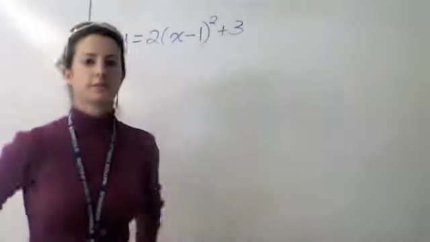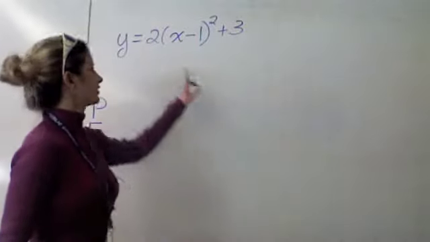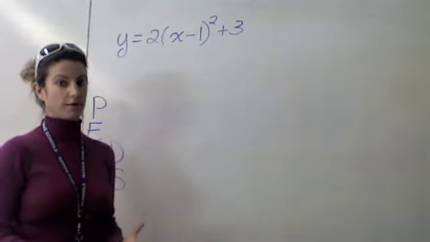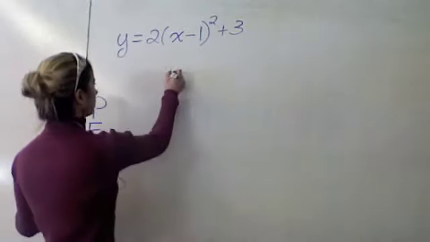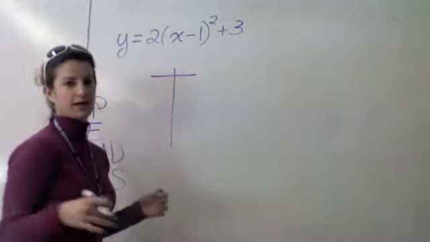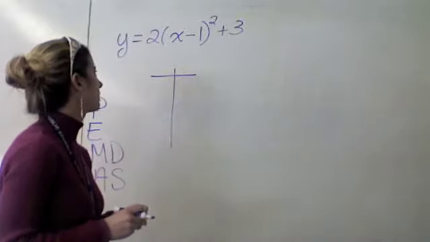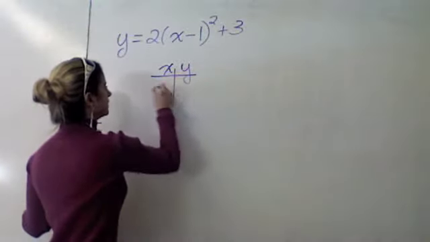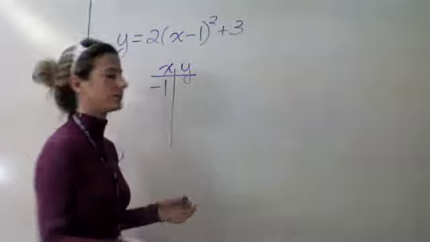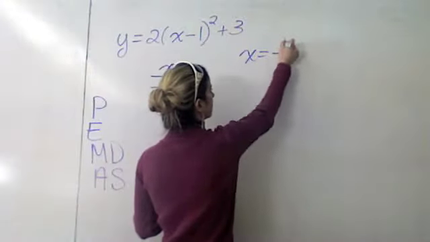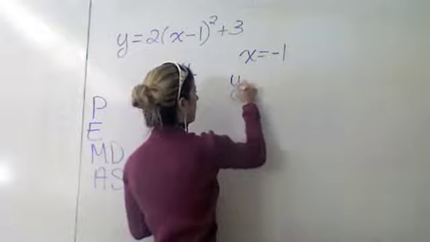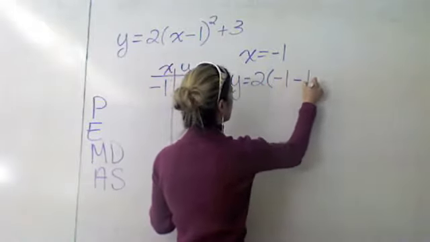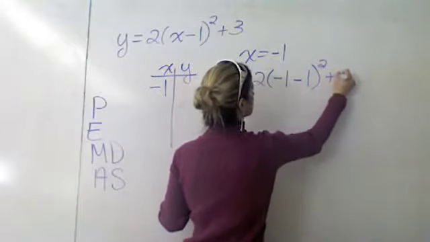Good job. Okay, so let's try one that's a little more difficult. So now I'm going to put a coefficient out front here, okay? So remember, we've got to follow our order of operations, all right? So let's pick a value of x to plug in. Let's pick, what do you want to pick? Let's pick -1, okay? So when x equals -1, we want to know what y equals, okay? So x equals -1. Now let's plug it in. So y equals 2 times (-1 minus 1) squared plus 3.